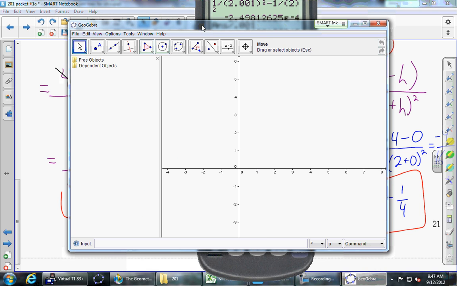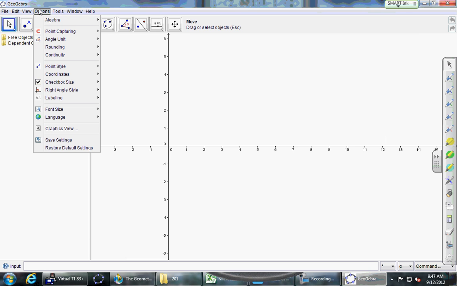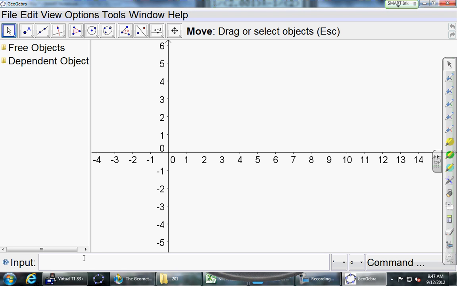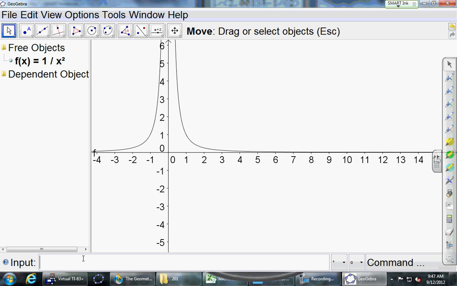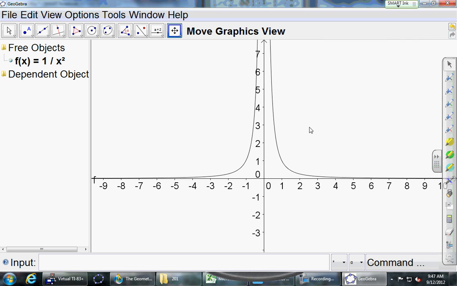So let me show you real quick. Again, this is GeoGebra, and I think that we can do this fast. So let's make it real big. The function that we were playing with was 1 divided by x squared. So there's the graph of that function. Again, this is free software. Just go to geogebra.org or Google GeoGebra, and you just type it in the bottom there, and it graphs the function for you.